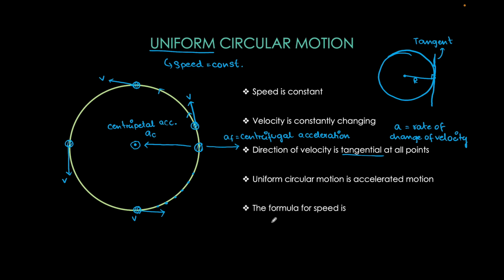And finally, the formula for speed is, we know speed is equal to what? Distance by time, right? Now, in this case, the distance is the entire circumference of the circle. So it will be what? 2 pi r, if r is the radius of the circle. And we have here our time, right? Which is t. So the speed in case of circular motion is 2 pi r by t, where r is basically the radius. So I hope you have understood uniform circular motion as well.